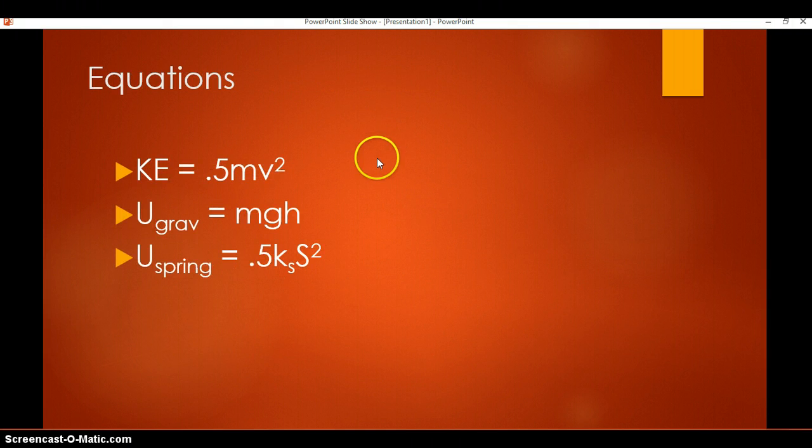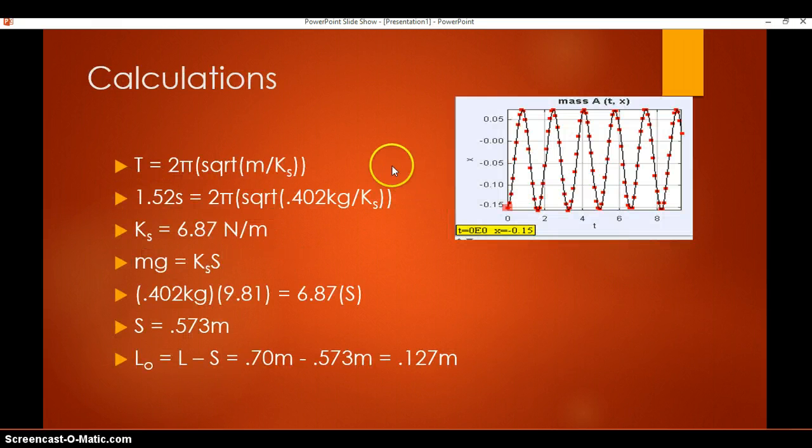Here we have the equations for kinetic energy, which is equal to 1/2 m v squared. The equation for potential energy of gravity is equal to mass times gravity times height, and the potential energy of the spring is equal to 1/2 times k sub s times big S squared. Here we have to calculate k sub s in the equation. Period is equal to 2 pi times the square root of mass divided by k sub s.